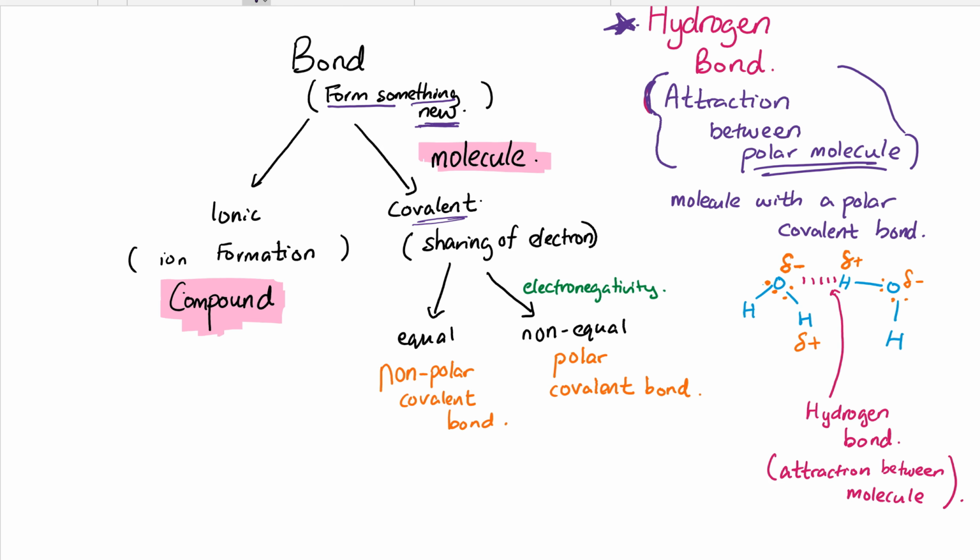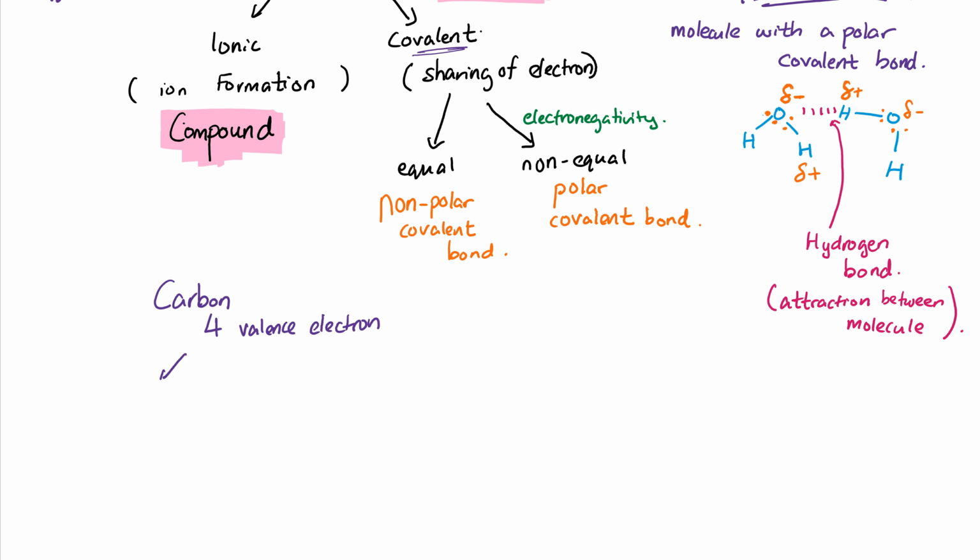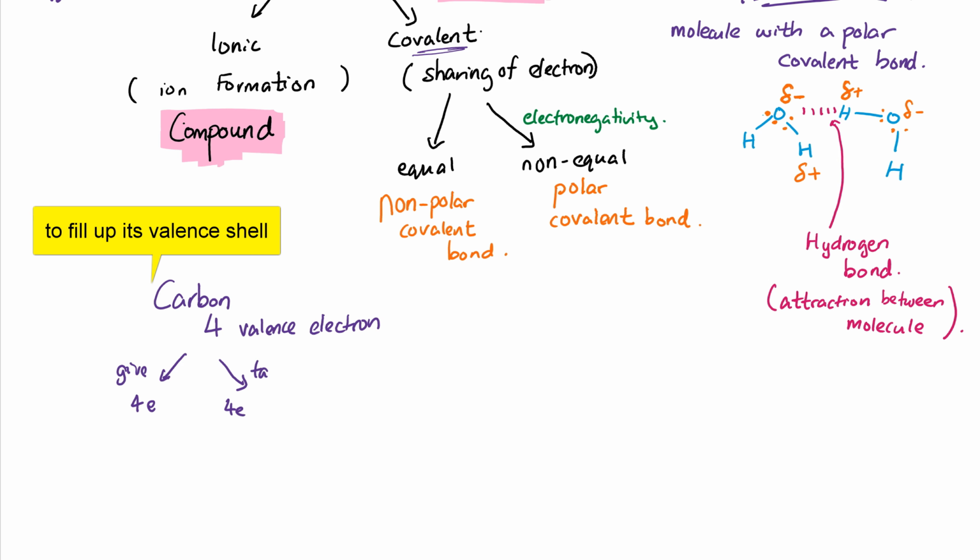Because this is a biology class. And in biology class, we study a lot of molecules, because all biomolecules are made of molecules. We don't have biocompounds because life substances are based on carbon. Carbon has 4 valence electrons. So if you look at carbon, it can give away 4 electrons, or it can take in 4 electrons. Give 4 electrons, take 4 electrons.